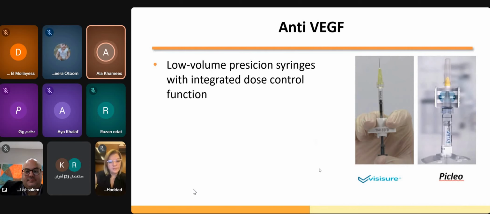For these medicaments, there are low volume precision syringes with integrated dose control function. The VisiSure is from the Lucentis company, and the Bicleo from the Eylea company, and you can provide the dose very accurately with these low volume precision syringes. As we know, the dose for babies is 0.2 milligram of ranibizumab given as an intravitreal injection in 0.02 milliliter. Aflibercept has 0.4 milligram given in 0.01 milliliter.